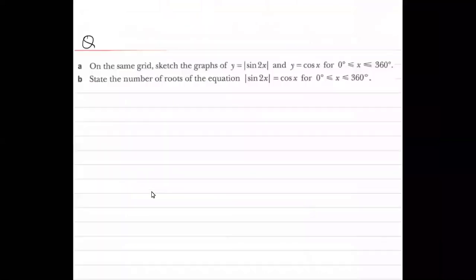Now on the same grid, you are asked to draw the graph of y equals mod of sine 2x and y equals cos x for 0 to 360 degrees. Would you like to do this on your own first? Yeah, I'll try it. This 2 indicates there are going to be 2 cycles within 360. Just remember this.